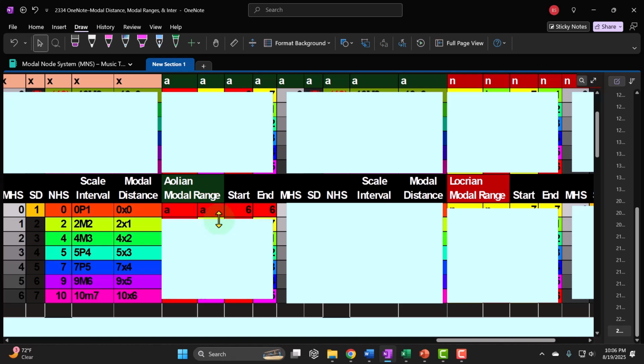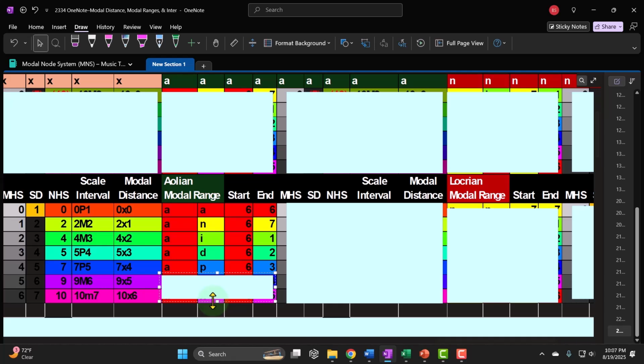All right, let's measure everything from the Aeolian. If we're on the Aeolian, we can go AA, Aeolian to Aeolian, AO to AO, 6-6, red to red. Aeolian to Locrian, AO to Loc, which is red to yellow, AN, 6-7. We can go to the AI, Aeolian to Ionian, AO to Ion, red to yellow green, 6-1 modal range. We can go from the Aeolian to the Dorian, AD modal range, red to spring green modal range, AO to door modal range, 6-2 modal range.